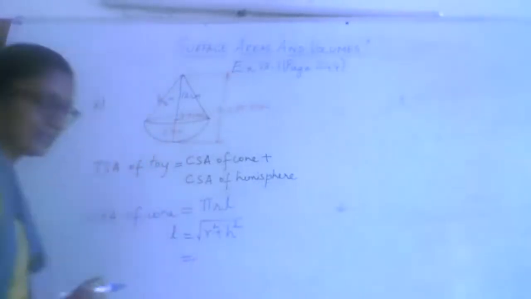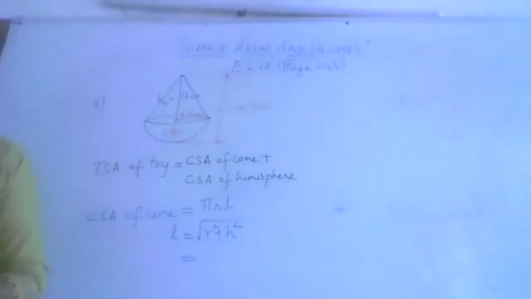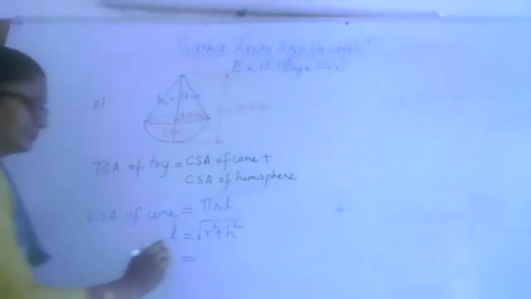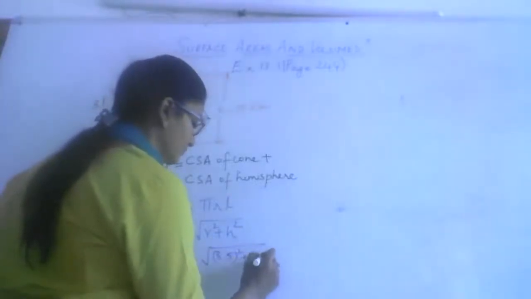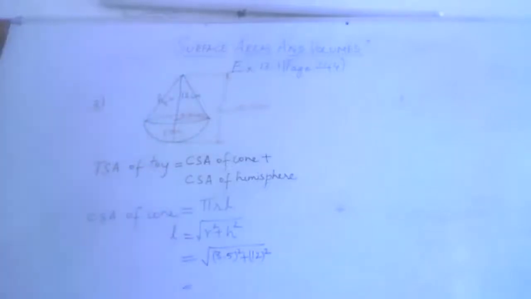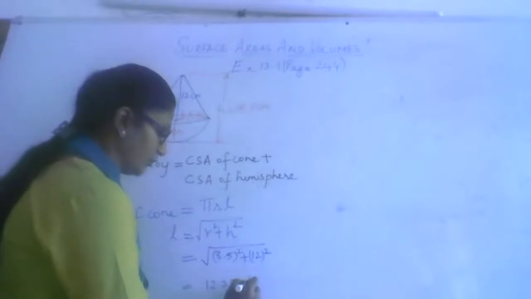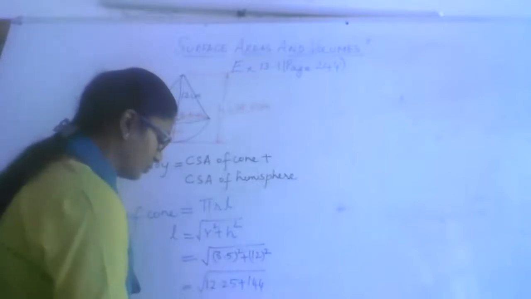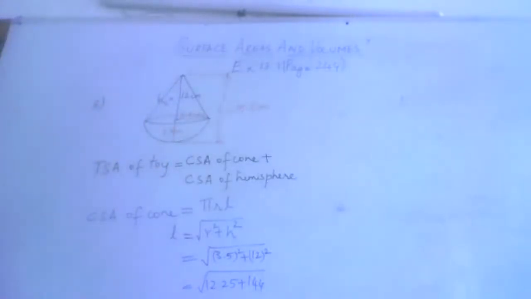So first step, please calculate the slant height and tell me. R is there, 3.5, H is 12. Come on. Square root of 12 square plus 3.5 square. What is 3.5 square? First tell me. 12.25 plus 144. 156.25. How did you find the square root of a decimal number so fast?